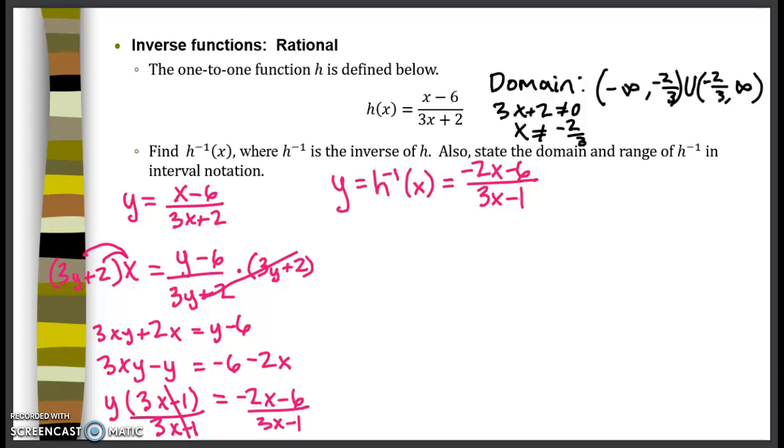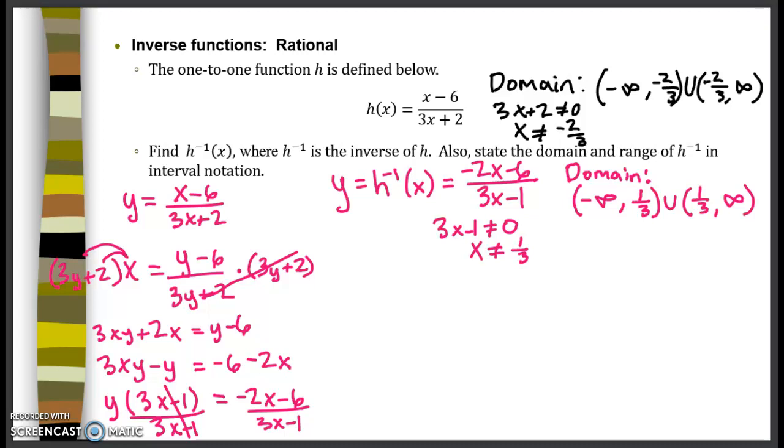What do I know about the domain of this function? Well, the domain of this function is wherever 3x minus 1 equals 0, because I know that I can't have 0 in the denominator, so add 1 to both sides and divide by 3. So x cannot equal 1/3. So the domain of my inverse is negative infinity to positive 1/3, and then 1/3 to infinity. So it's said to state the domain and the range of h inverse, but I only have the domain.